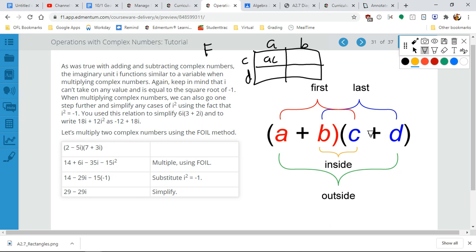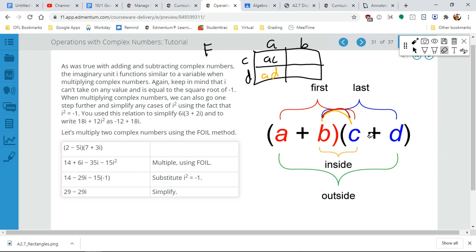And then this next one, we're going to do last. Last is going to, I'm sorry, this is first. So we do first, outer. Now we're going to do outer, A times D. So A times D, that's this one right here. And then we're going to do inner. Inner is B times C, which is right here.